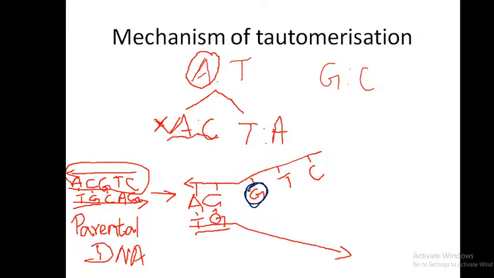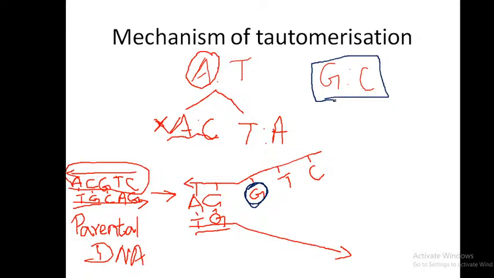That means a change has happened to G, and as a result, what will happen? Improper pairing will happen. Usually G was supposed to be paired with C. This is what we have written. G was actually supposed to pair with C, and this is Chargaff's rule. According to Chargaff's rule, G was supposed to pair with C only. But here what happens? Tautomerization has happened.